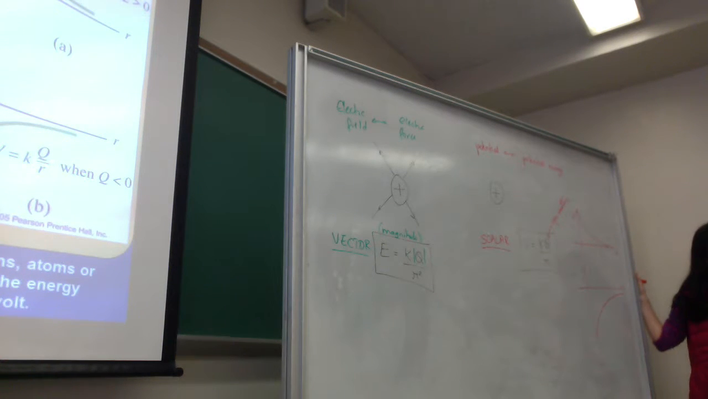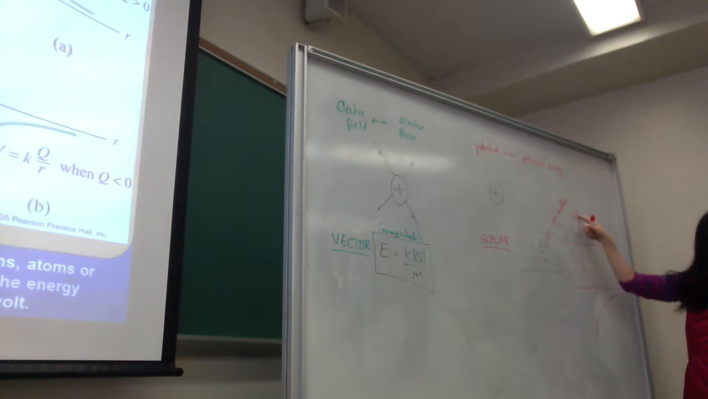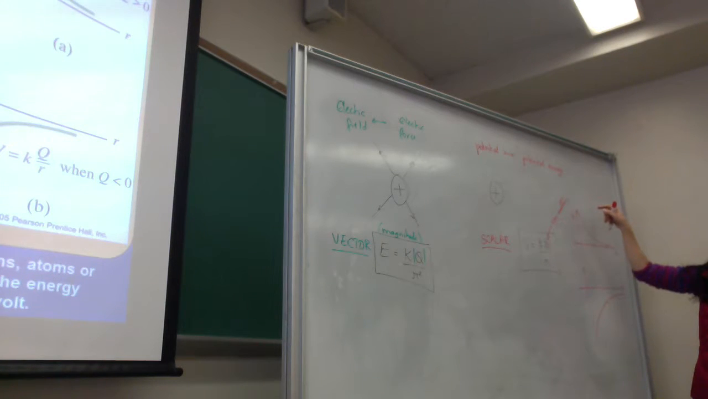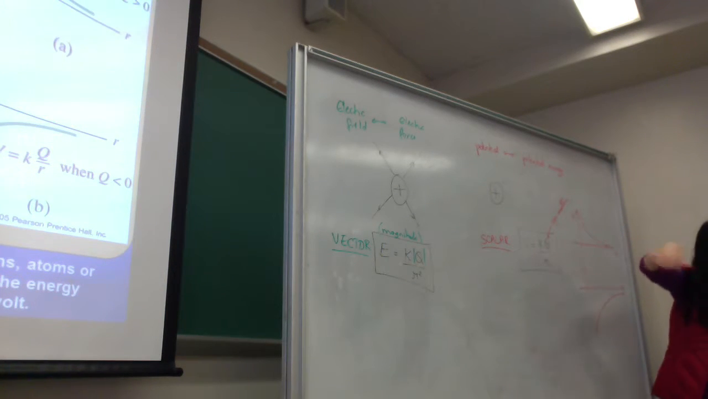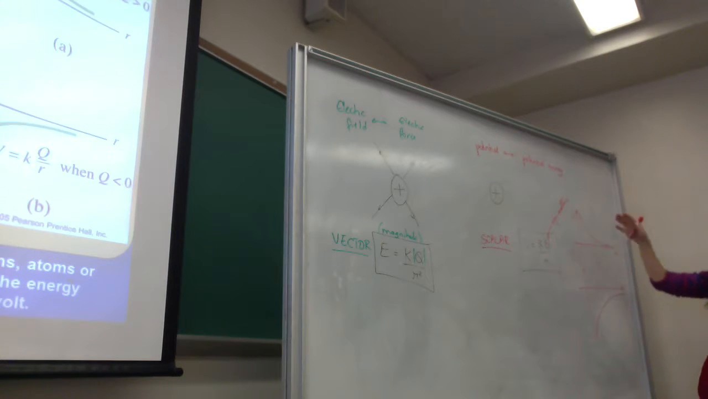If you make a plot of 1 over r, so if you start with r10, and then you move to r20, so it's 1 over 10, then 1 over 20. You can make the plot and you see the 1 over r is this kind of shape.